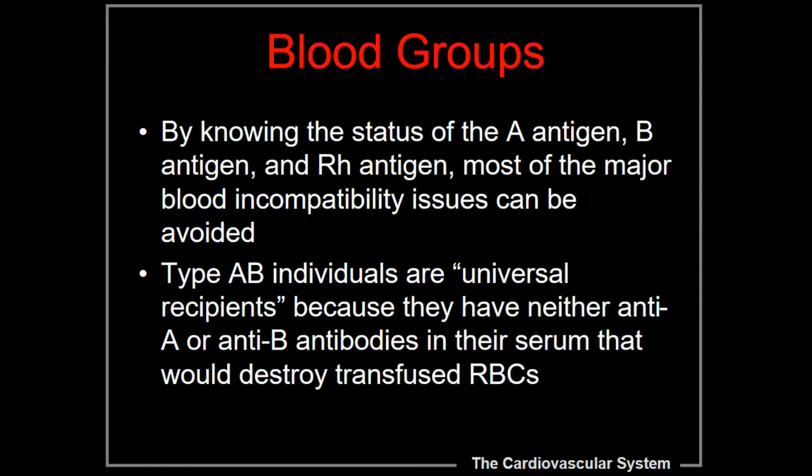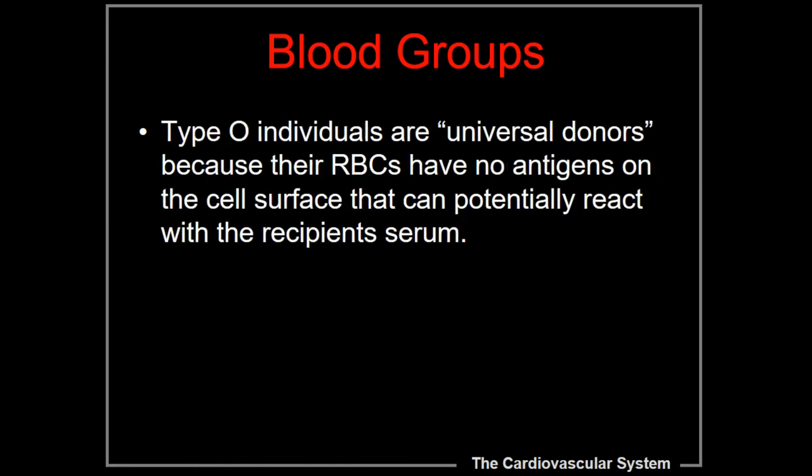So the safest blood to give someone in an unknown scenario is type O negative, because if the individual is negative and you give them positive blood, then that can trigger an immune response. And we'll talk about that here in just a minute. Type O individuals are the universal donors, as I mentioned on the previous slide, because their red blood cells have no antigens on the cell surface that can potentially react with the recipient's serum.